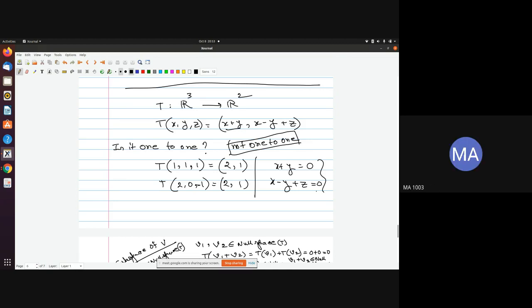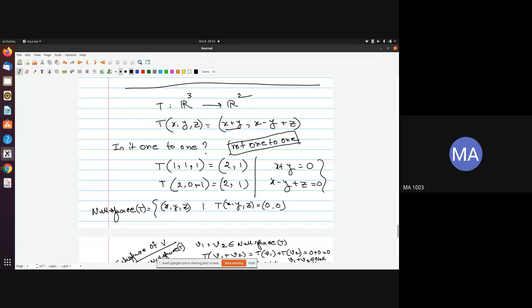Correct? So all those solution equations go to... But now we have to construct a matrix and find the solution. It boils down to the same thing we were doing earlier, right? If I want to find the null space of this T, I need all those x, y, z for which T of x, y, z is 0, 0, 0, 0 in this case, right?